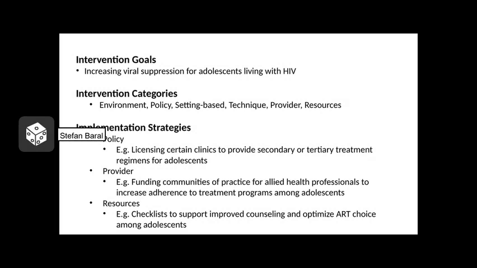So to give an example, an intervention goal may be about increasing viral suppression for adolescents living with HIV. Intervention categories could be environmental, policy-based, setting in terms of a clinic or a tertiary care hospital, a type of technique, provider, different types of resources. And strategies could be, for example, in a policy, you might license certain clinics to provide secondary, tertiary treatment regimens for adolescents that may not have been able to do that before. It might have just been only in the context of very central clinics.